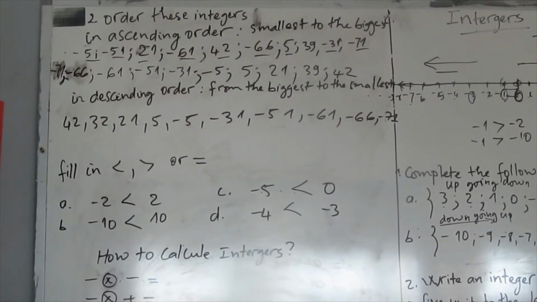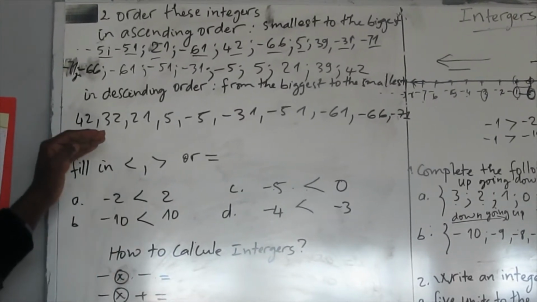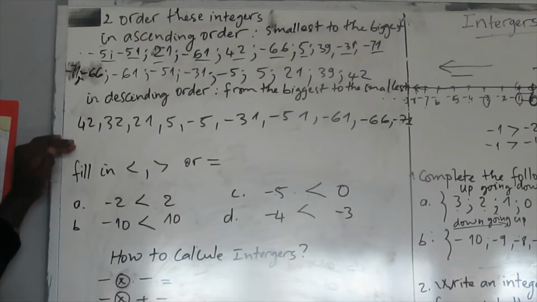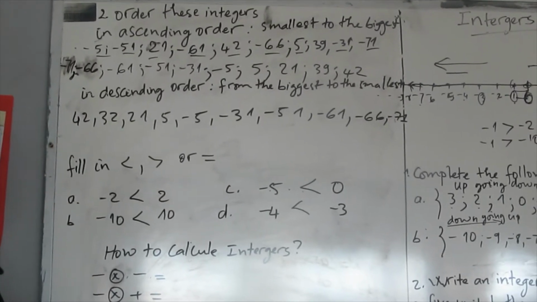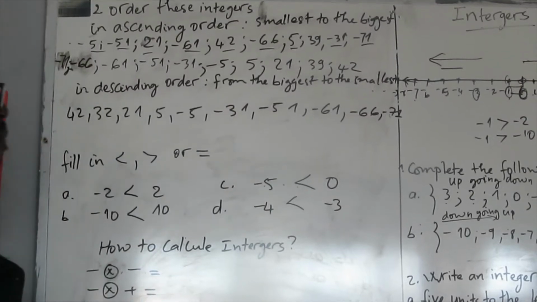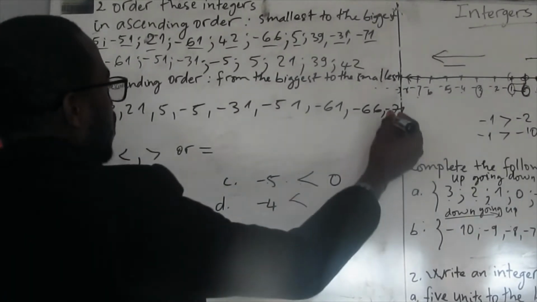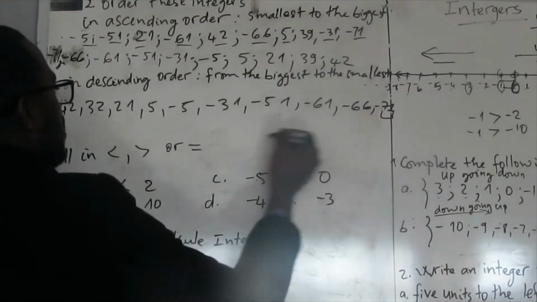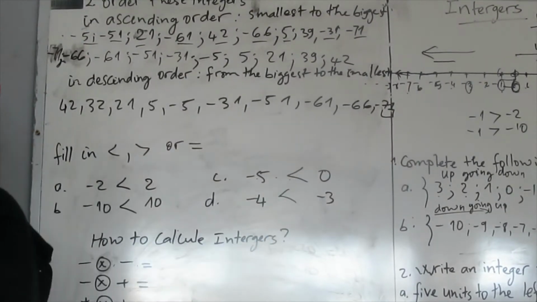And doing descending order as well, from the biggest to the smallest, we start with the biggest positive number going down to the bigger negative number. When I say the bigger negative number, I am just talking about the digits that I have here, but the bigger one is what is closer to 0.